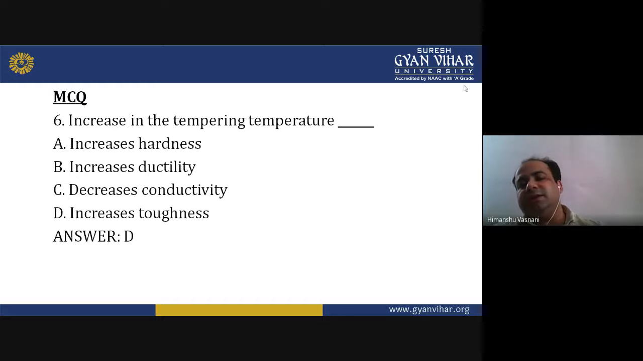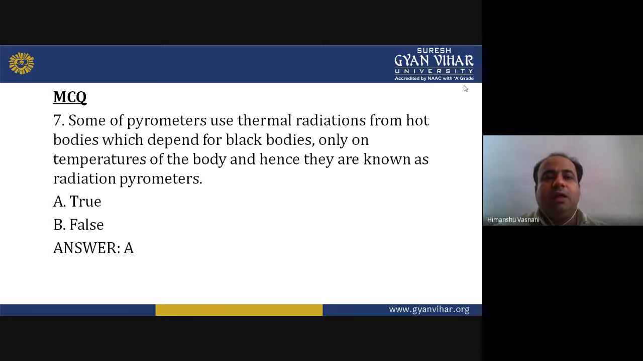Then, an increase in the tempering temperature, what will it do? It will increase toughness. Now, some of the parameters that use thermal radiations from hot bodies, which depend for black bodies only on the temperature of the body and hence are known as radiation parameters. True or false? I think it is true.